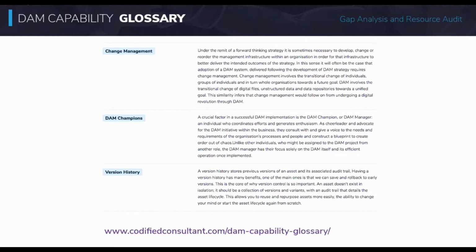There's also details about functionality and requirements, such as version history. So there are terms that may not be familiar to every end user, and we felt it was useful to share our knowledge with the average DAM user so they get what they want.